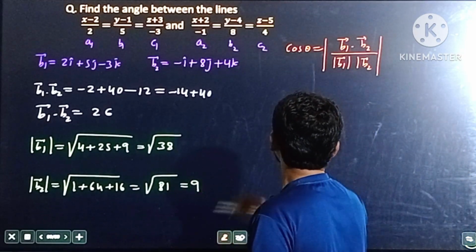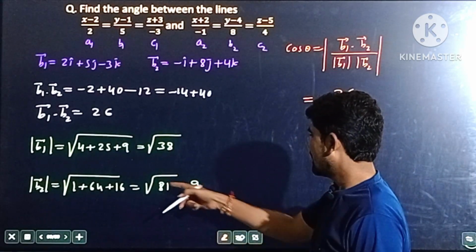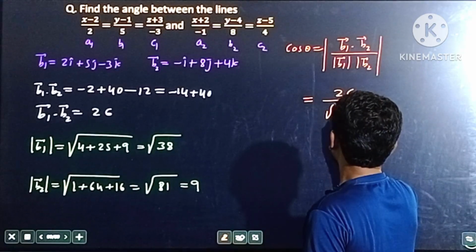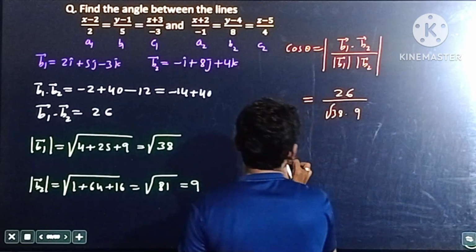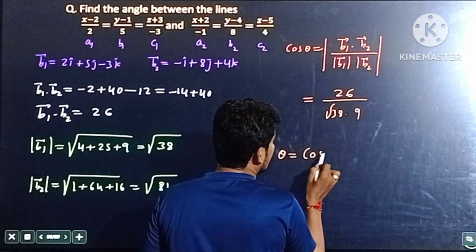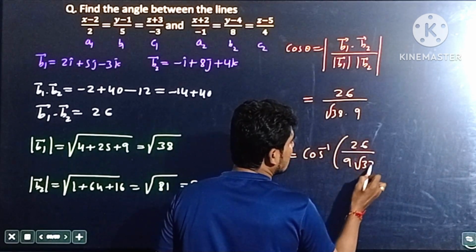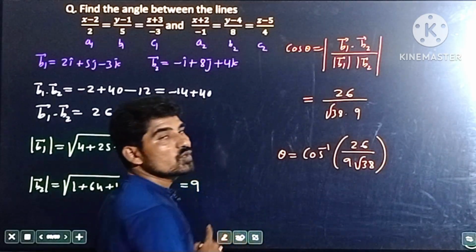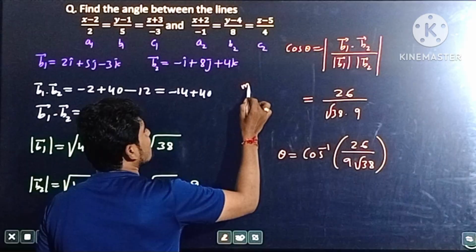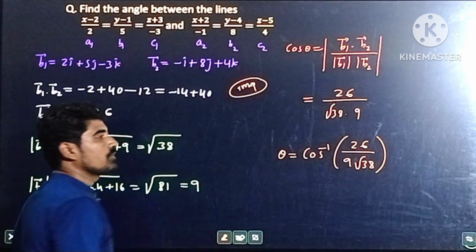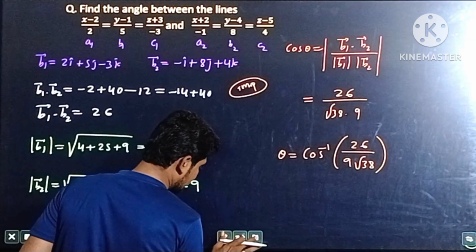Cos theta is equal to B1 vector dot B2 vector, which is 26, divided by magnitude of B1 vector, which is root 38, into magnitude of B2 vector, which is 9. Therefore, theta is equal to cos inverse of 26 divided by 9 root 38, which is the angle between the two given lines. This question is also important, asked in your annual examination for 2 marks. I hope all of you understood. Now let's start the next question.